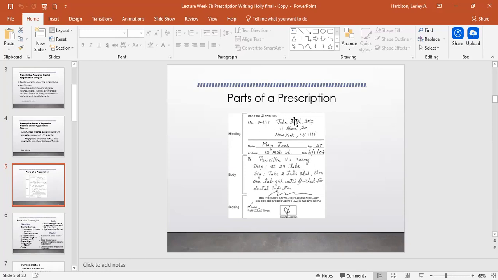I have seen this in other ways, actually. I think that's what's kind of throwing me off is this PowerPoint may need to be updated, because I've seen this written in other ways. However, it's important for you to know that the body of the prescription is going to have the medication, how it is being dispensed, and the instructions on how to take it. That's the SIG. And then the closing is refills and the signature.